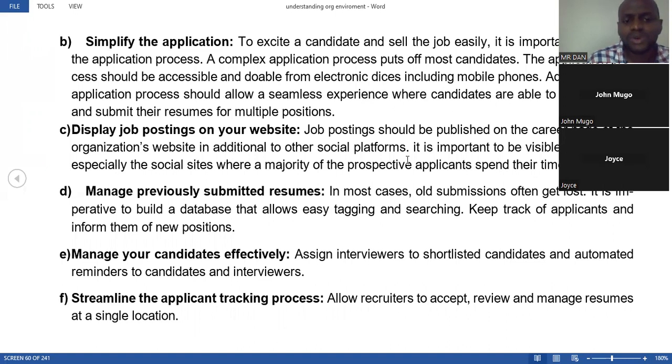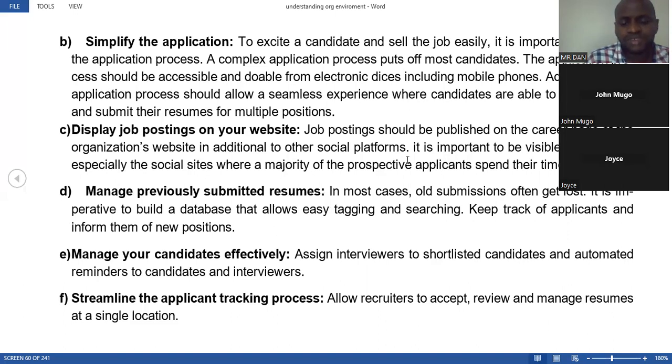Displaying job postings on your website also is very important, because remember, nowadays we are in the era of technology, and you just need your laptop or your computer or even your phone to access a certain job from a certain website. Manage previously submitted resumes. Remember, organizations normally have a database for their recruitment where every application counts. In the event you're not selected in this application, they'll always go back and review other potential employees who have applied for that job.